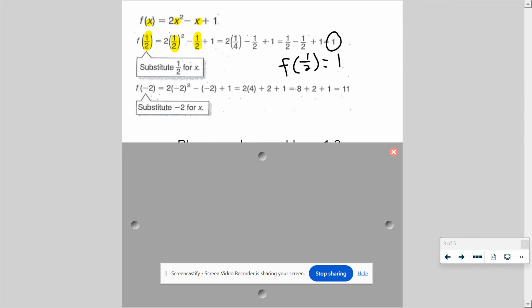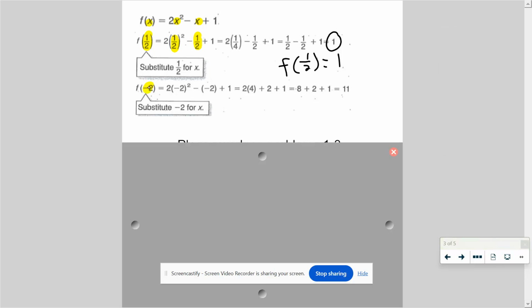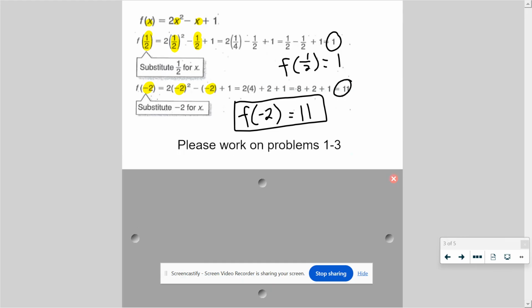We could do the same thing by substituting x as -2. Again, anywhere we see an x within our function, we're going to replace it with a -2, and we would evaluate our function at the value of -2. So our function evaluated at -2 ends up being 11, and this would be our final answer: f of -2 is equal to 11. With that in mind, please work on problems 1, 2, and 3 on your guided notes and resume when you're ready to move forward.